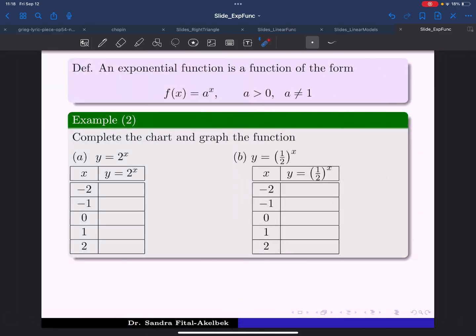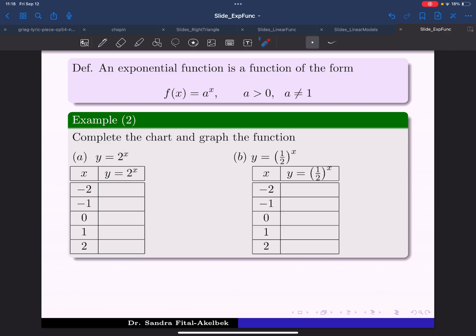Now an exponential function is a function of the form f of x is equal to a to the power x. So this is my base. That base needs to be positive and cannot be 1. So this is one of the exponential functions. y is equal to 2 to the power x.